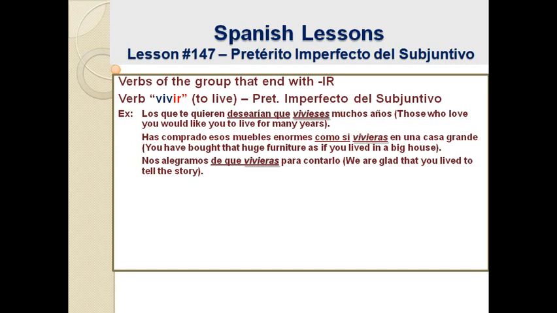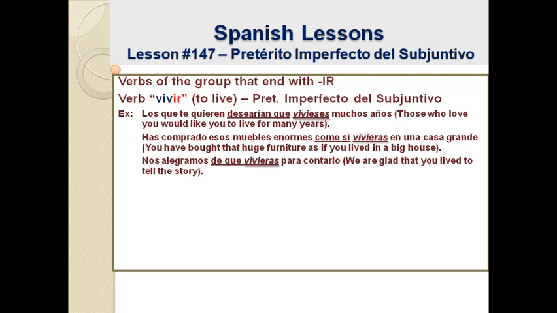Has comprado esos muebles enormes como si vivieras en una casa grande. You have bought that huge furniture as if you lived in a big house. Has comprado esos muebles enormes is you have bought that huge furniture. Como si vivieras en una casa enorme, as if you lived in a big house. So vivieras here is the verb that is in pretérito imperfecto del subjuntivo.